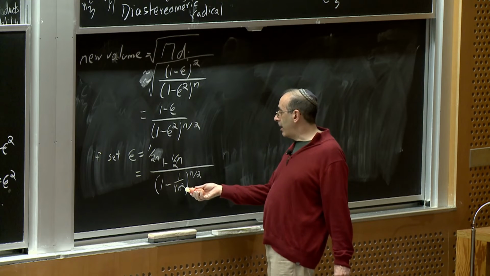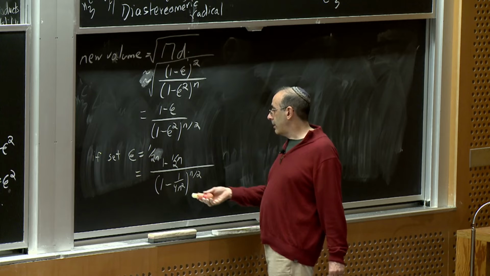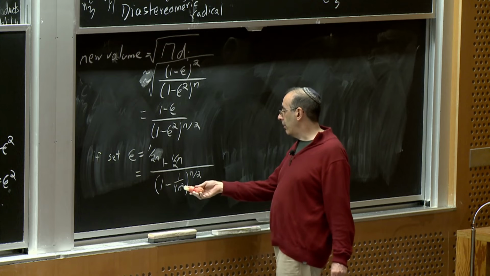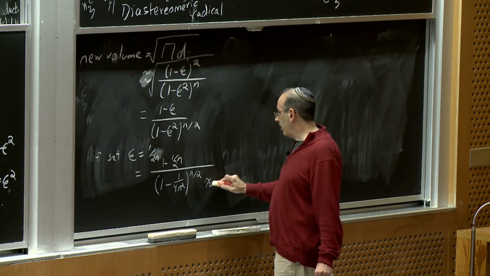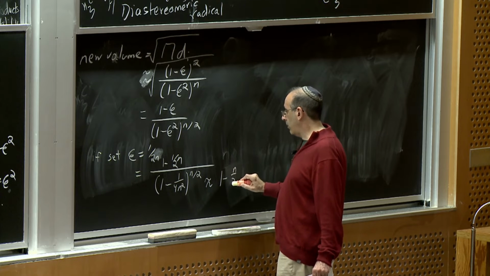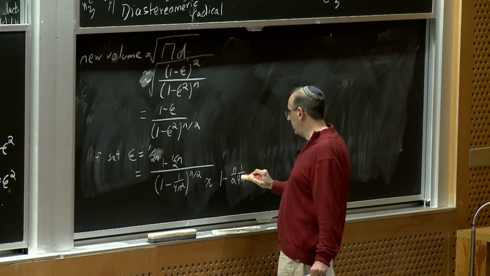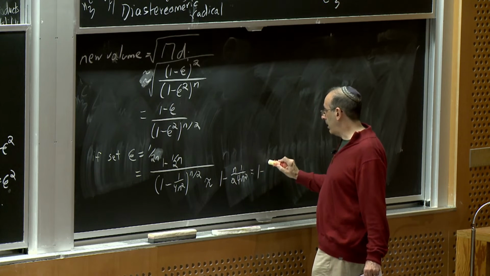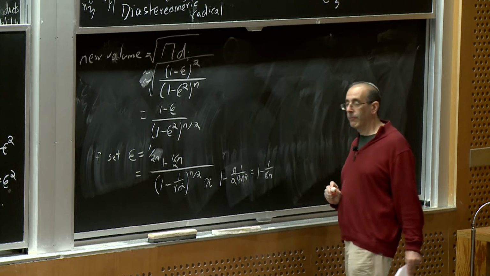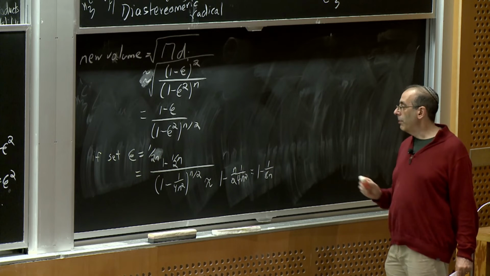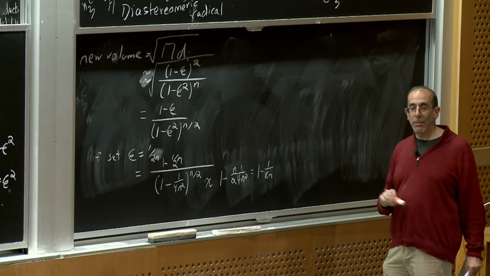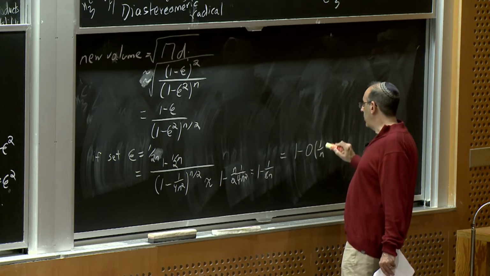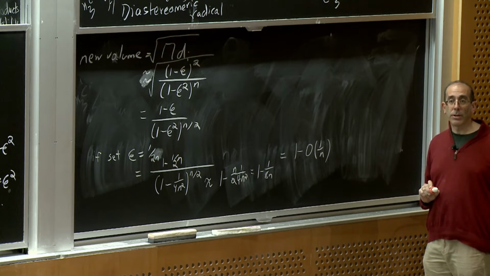But we can approximate this, right, in terms of the initial term. This is about 1 minus n over 2 times 1 over 4n squared, which is 1 minus 1 over 8n. So we have 1 minus half n divided by 1 minus 1 over 8th n, and so this is equal to 1 minus order of 1 over n. So the volume does shrink.